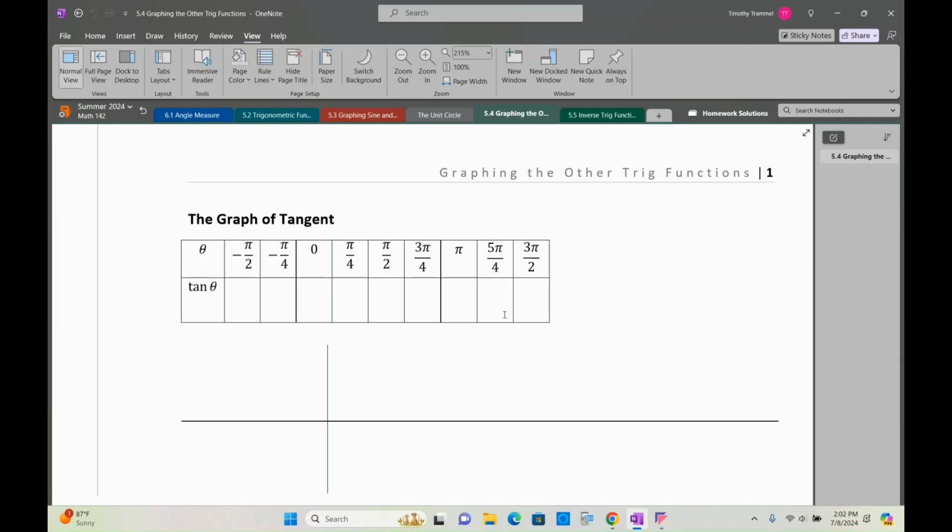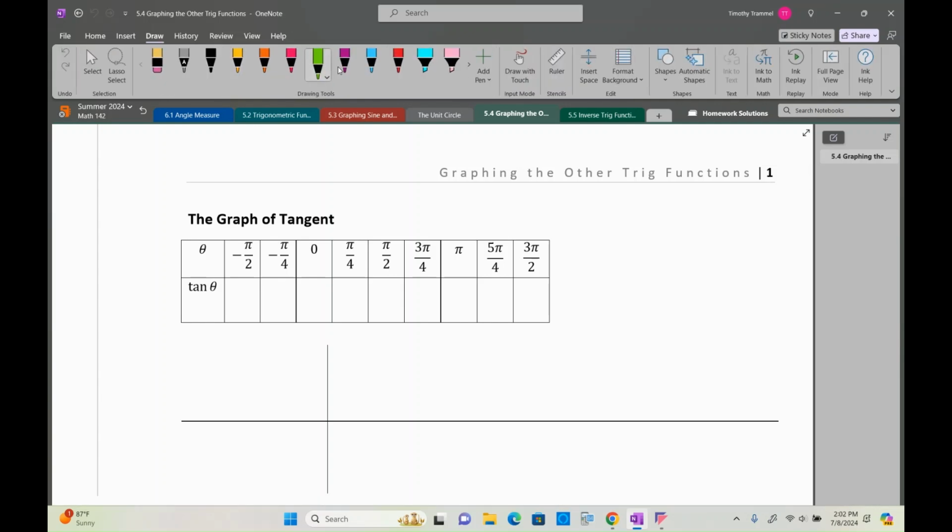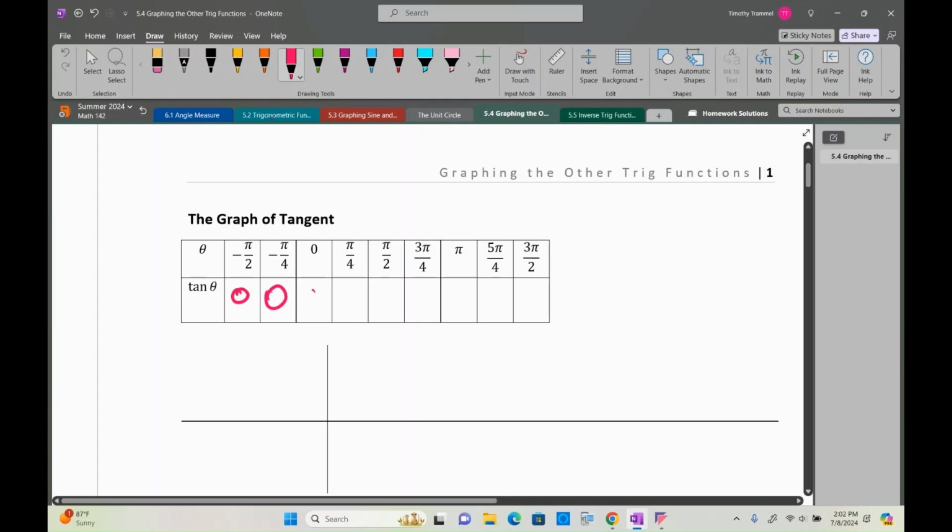In this video, we're going to be covering section 5.4, and we're going to be graphing the remaining 4 trig functions, namely tangent, cotangent, secant, and cosecant. And I want us to start off in a similar fashion. I want us to just begin by plotting some values. And before we can plot those values, let's go ahead and find the corresponding y values in these spots right here.